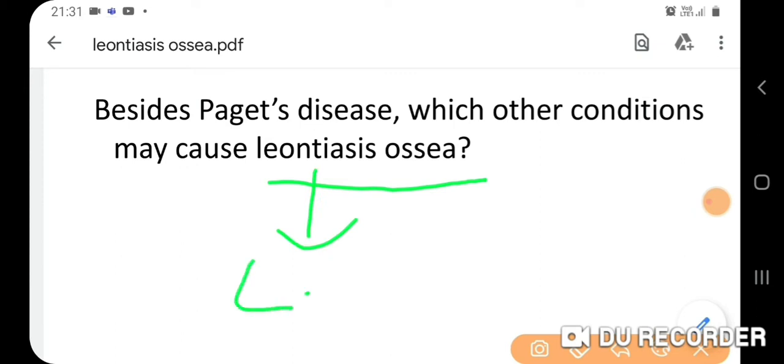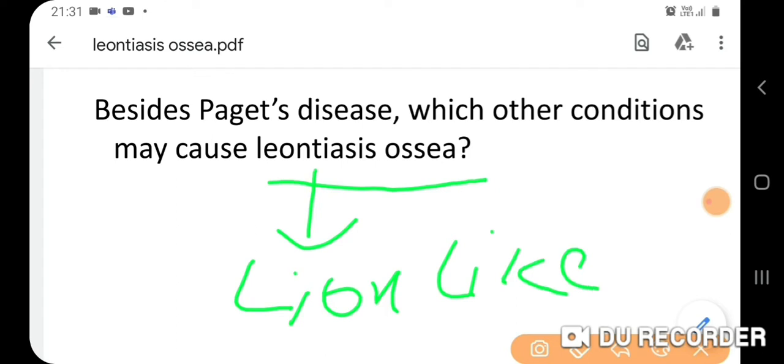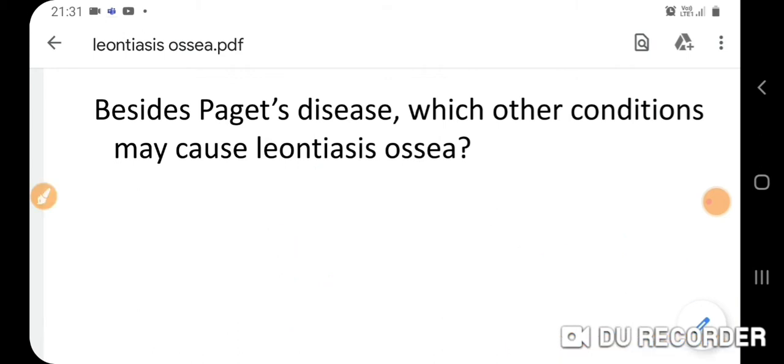Leontiasis means lion-like face. Lion-like face means the condition where the bone anomaly grows and the appearance of the face looks like a lion. Apart from Paget's disease, there are many other conditions where the face looks like a lion. So one by one we discuss the Leontiasis ossea condition in other diseases apart from Paget's disease.